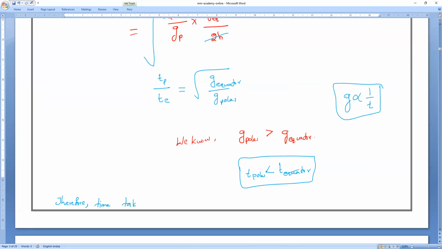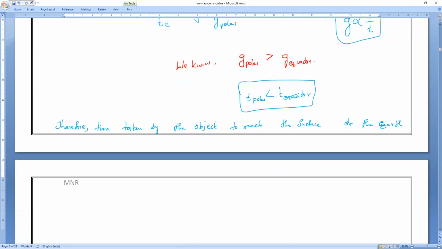So therefore, write it. Alfin, do you understand this question? I want a response. Therefore, the time taken by the object to reach the surface of the earth will be less at the poles.